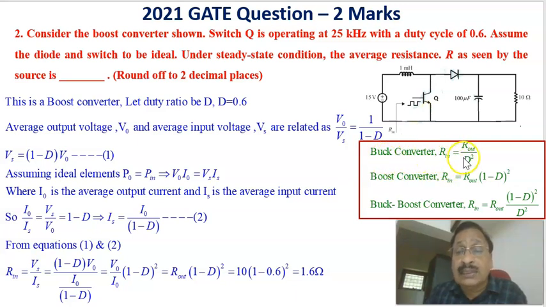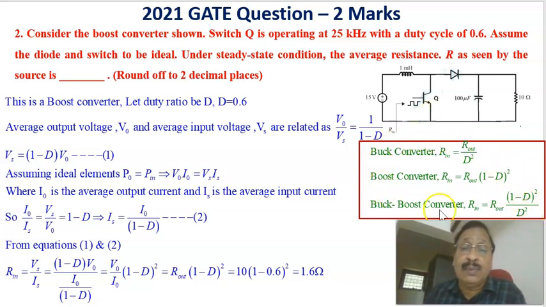For a buck converter, the output resistance R out is reflected at the input side as R in equal to R out divided by D. In the same manner it can be derived. For example, for the boost converter we already derived R in equal to R out into (1 minus D) whole square. For a buck boost converter, the input resistance reflected due to an output resistance R out is R in equal to R out into (1 minus D) whole square divided by D square.